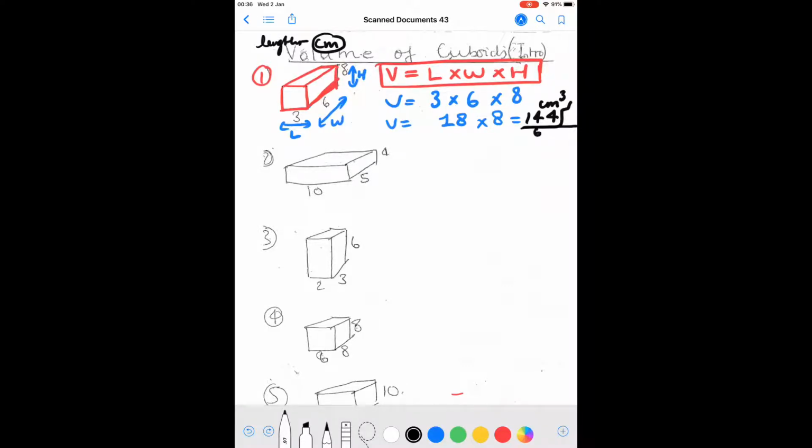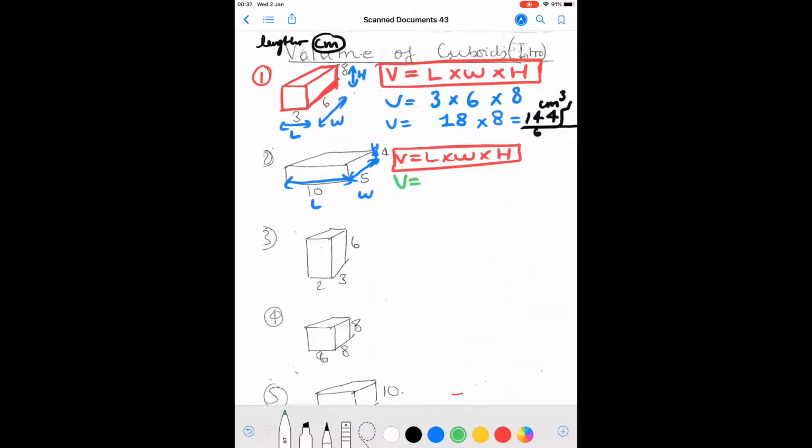Let's have a look at the second question. We start with the formula again. So the volume equals length times width times height. Always start with the formula. Let's put a little box around it. That's our important formula in the beginning of the question. So I'm going to call this one my length, this one my width, and this one my height.